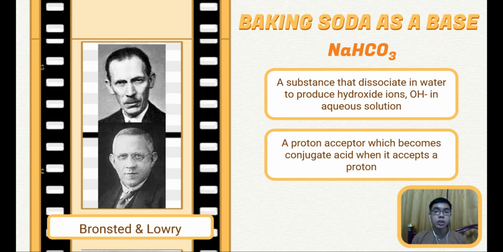The next theory was introduced by Bronsted and Lowry and is known as the Bronsted-Lowry theory of acid and base. In this theory, a base is defined as a proton acceptor, which becomes a conjugate acid when it accepts a proton or a hydrogen ion.